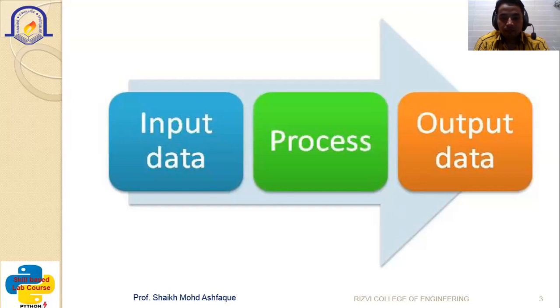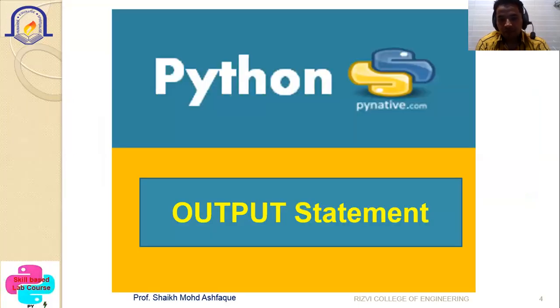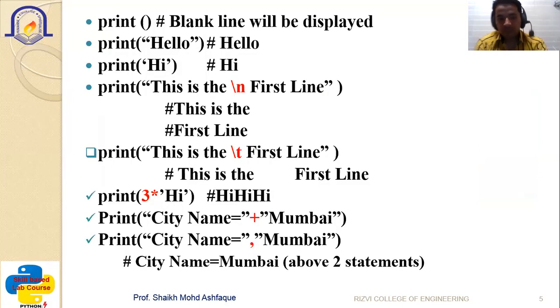So here we'll discuss the output statement first. What are the different Python output statements, and how can they be written? As we know, we have written the print statement in many programs, but here we'll try to see all the alternatives of it. For example, if you write print with open and close brackets and nothing inside, it will display a blank line.